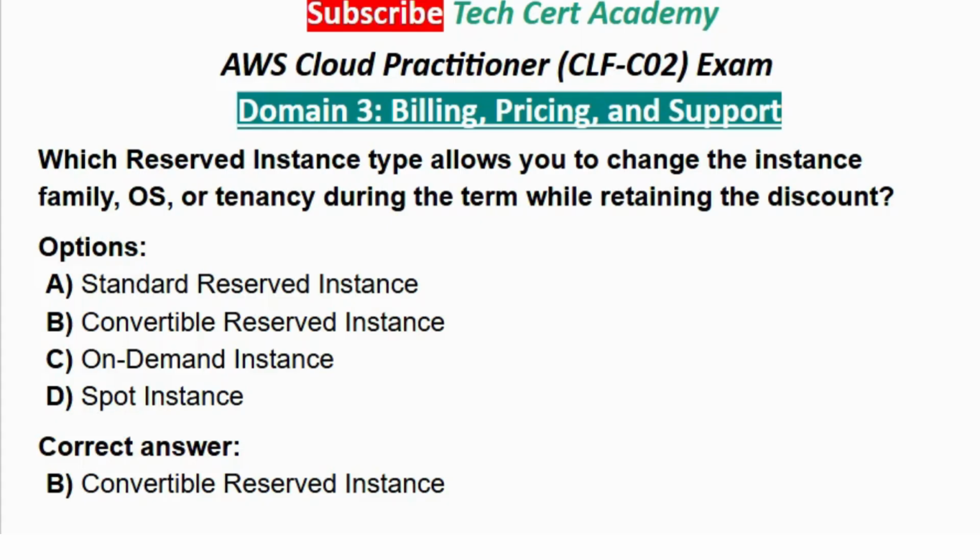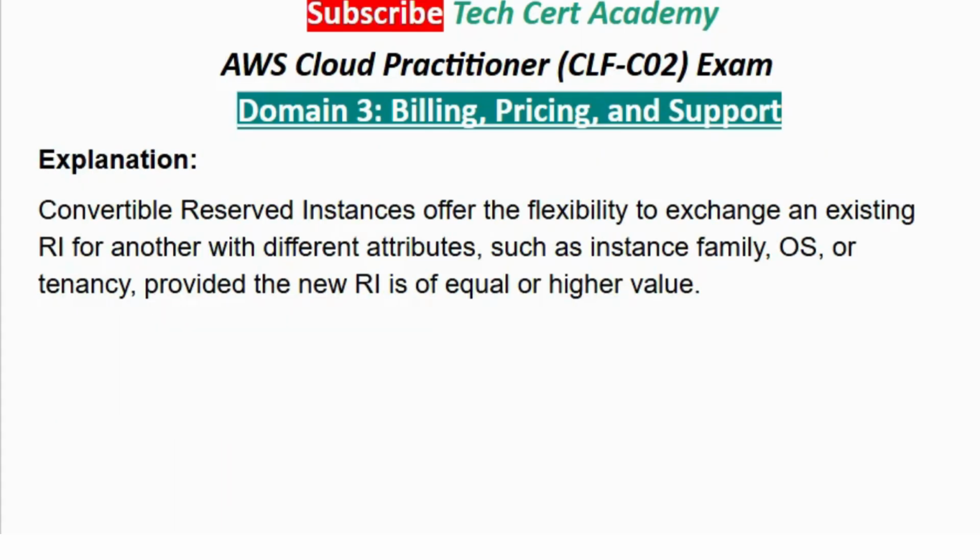Convertible reserved instance. Explanation: convertible reserved instances offer the flexibility to exchange an existing RI for another with different attributes, such as instance family, OS, or tenancy, provided the new RI is of equal or higher value. This flexibility allows businesses to adapt to changing workloads without losing the benefits of long-term cost savings.